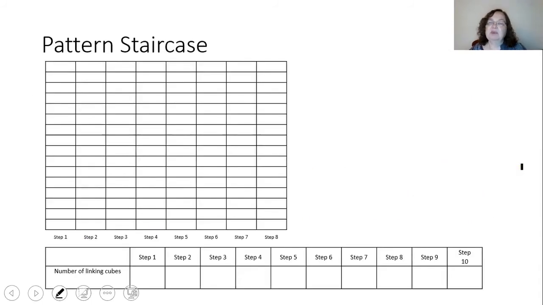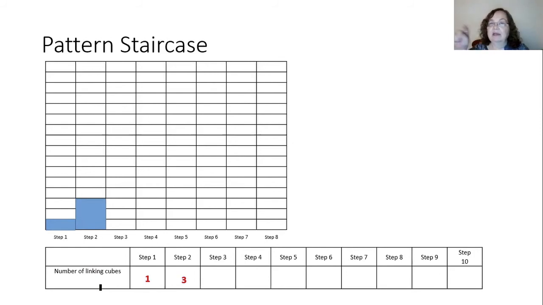So now this is part of your practice set, and it's the pattern staircase. So work with me for a minute on step 1, and this is where you're going to use your squares. Let's put out 1 square and then color 1 block. And so down here where it says number of linking cubes, under step 1, I'm going to write a 1. Okay? Now step 2, I want you to put down 3 blocks or color 3 blocks. And for step 2, I'm going to say 3.